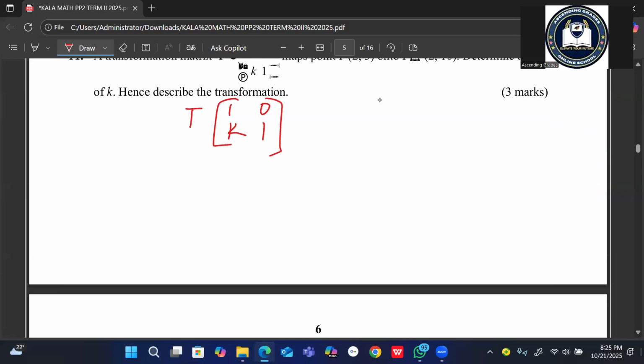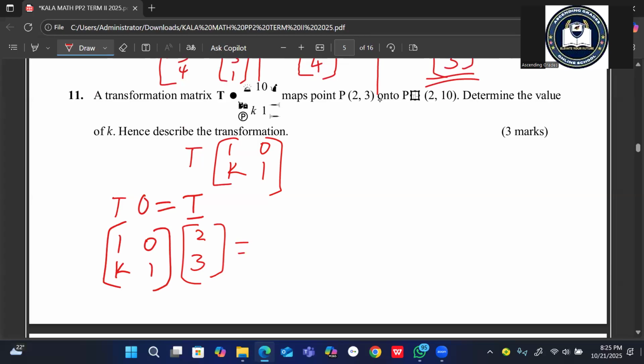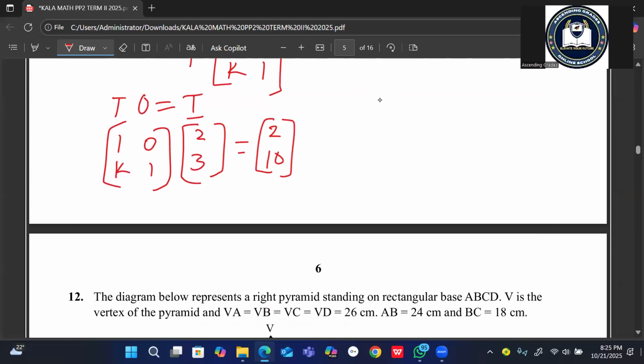So we know that when we multiply our transformation matrix T by the object, it should give us our image. So our transformation T is 1, 0, K, 1 multiplied by our object. The object is P, so it's 2, 3, which should give you 2, 10. That is our image of P. So this one is the same as 1 times 2 plus 0 times 3. That one gives you 2.